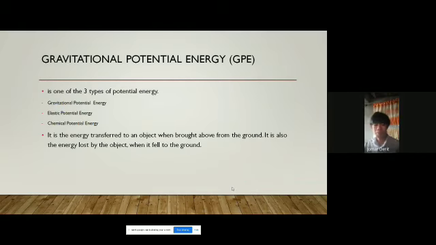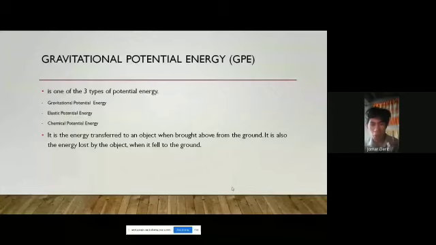Okay, Edric. Gravitational potential energy is one of the three types of potential energy: gravitational potential energy, elastic potential energy, chemical potential energy. It is the energy transferred to an object when brought above the ground. It is also the energy lost by the object when it falls to the ground. So based on what Edric read, there are three types of potential energy and gravitational potential energy is one of those. So the three are chemical.